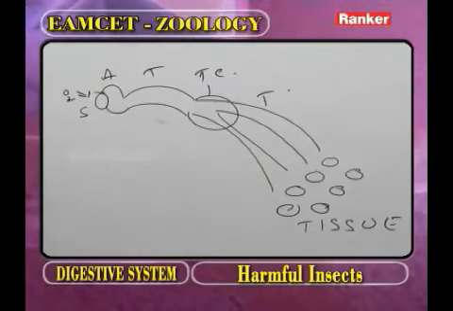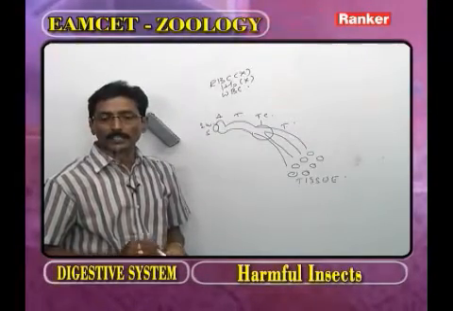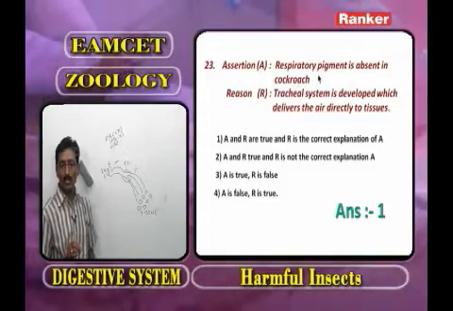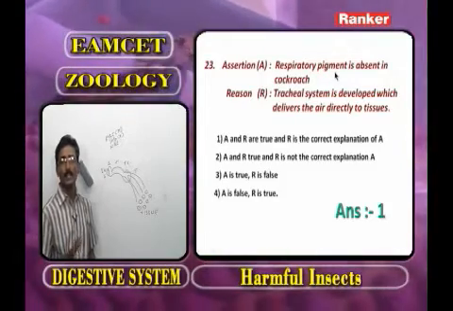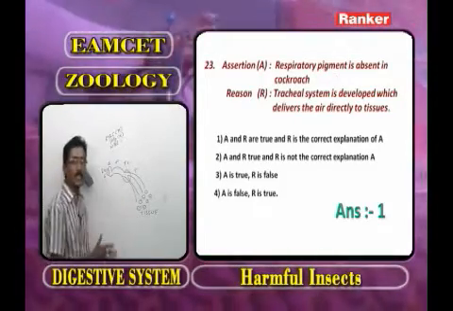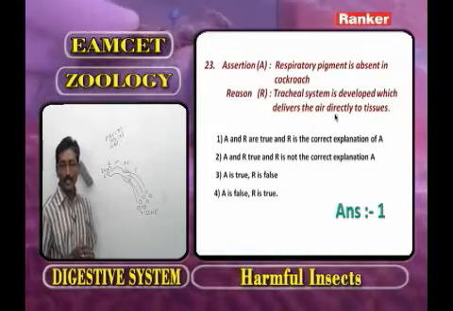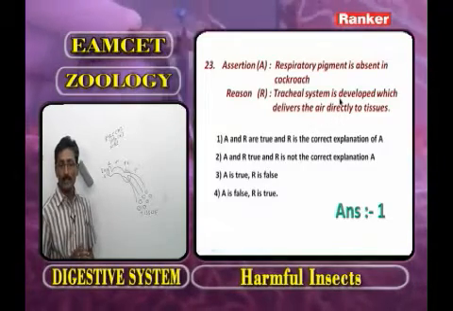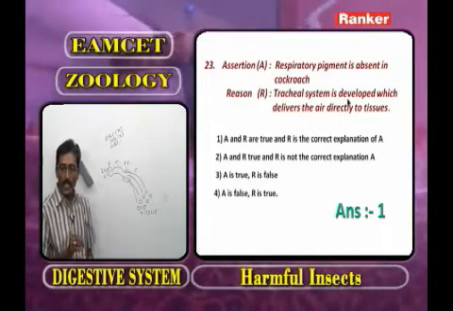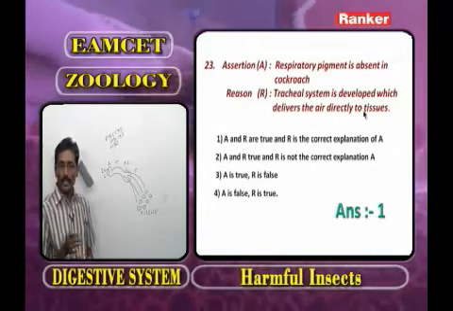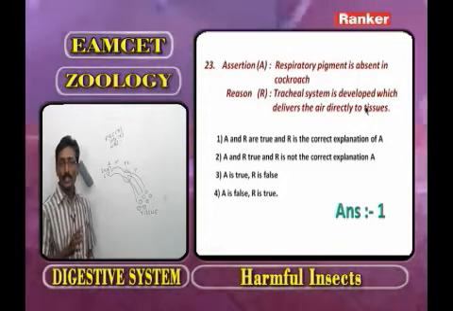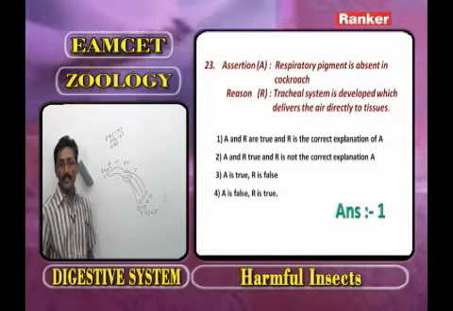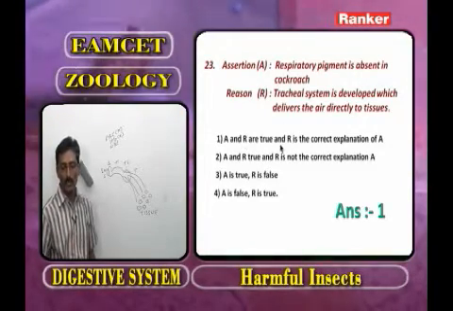Now, assertion: respiratory pigment in the body of cockroach is absent. It is 100% correct, because no RBC, no hemoglobin. Reason: tracheal system helps to deliver the air directly to the tissues. So both are correct, and the reason explains the assertion. Now we go for the next question.